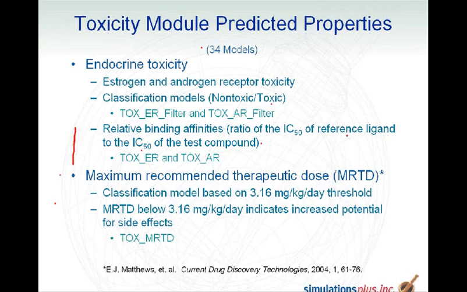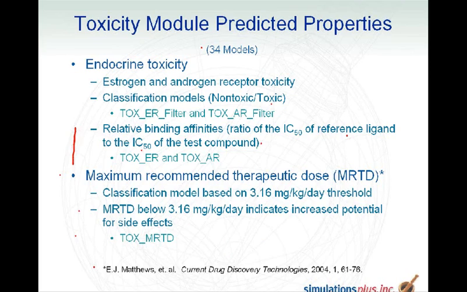This next model is based on the maximum recommended therapeutic dose. This came from a paper from Ed Matthews at the FDA. And Ed looked at about 1,800 drug molecules, and from the label extracted the maximum therapeutic dose. And he noticed a correlation that compounds that had a low recommended therapeutic dose tend to have more toxicity problems. So he created models on that.